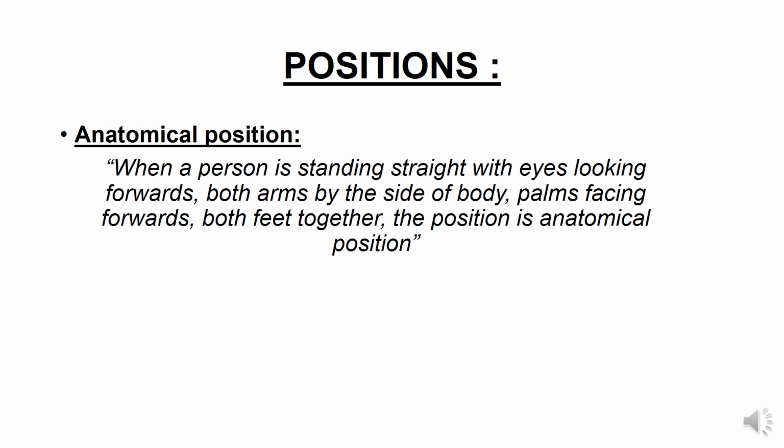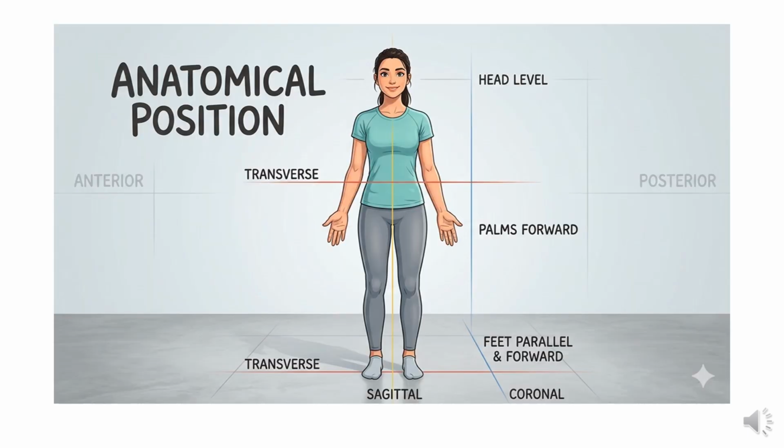Now that we know about the branches, let's talk about how medical professionals speak to one another. To avoid confusion, we always use a standard map called the anatomical position. Imagine a person in a standing position, upright, looking straight ahead, arms at the side with the palms of the hands facing forward and feet flat on the ground. This is our anatomical position.